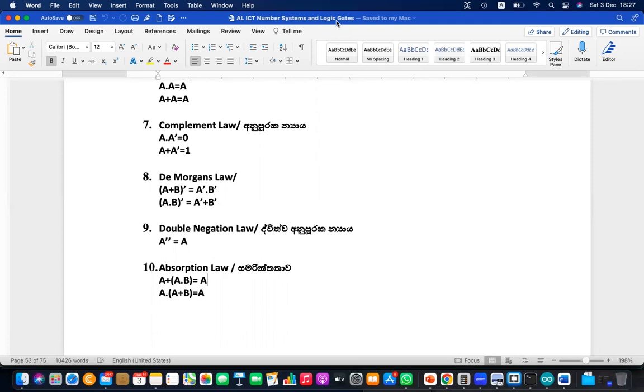It's a bit odd, but what do you need to do first? First, you need to write down the expression. After writing the expression, try to solve the left hand side and obtain A from the left hand side. So it is equal to the right hand side, and that will prove that this law is true. Okay. Start now.